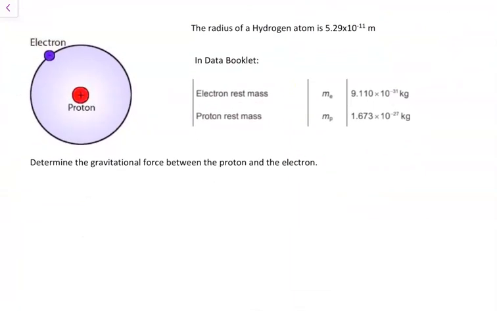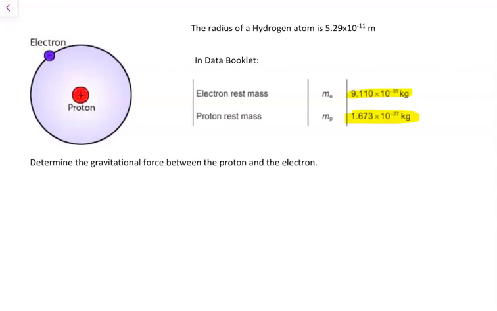We have the radius of a hydrogen atom is 5.29 times 10 to the negative 11th meters, as shown on the left. It's composed of a proton and an electron. In our data booklet, we recognize that we have masses for a proton and an electron. So let's calculate the gravitational force acting between the proton and the electron. I'm doing this because we know how to do gravitational forces, and electric forces and electric fields are coming up, in which we want to compare the two and see what's different about them.